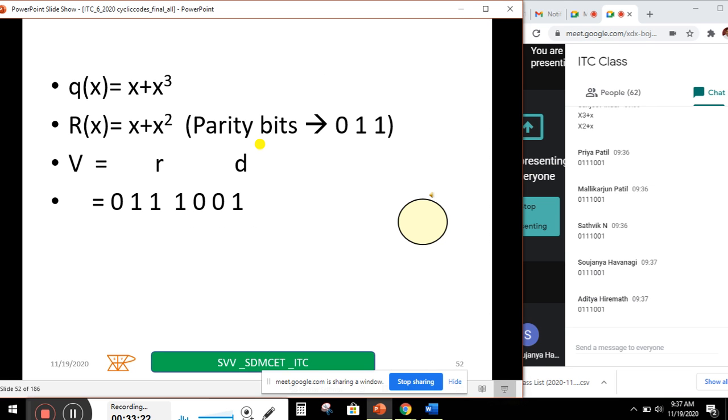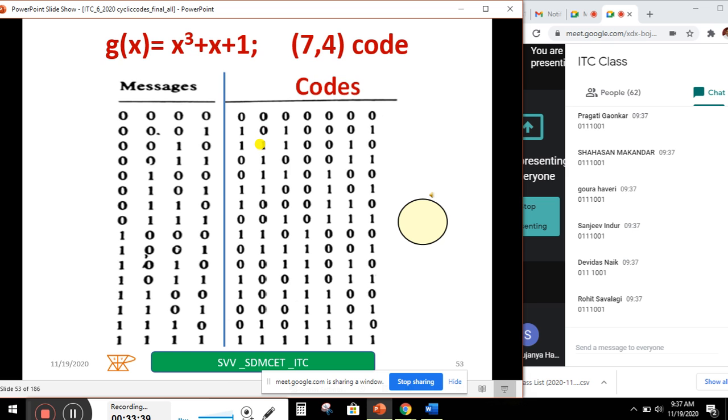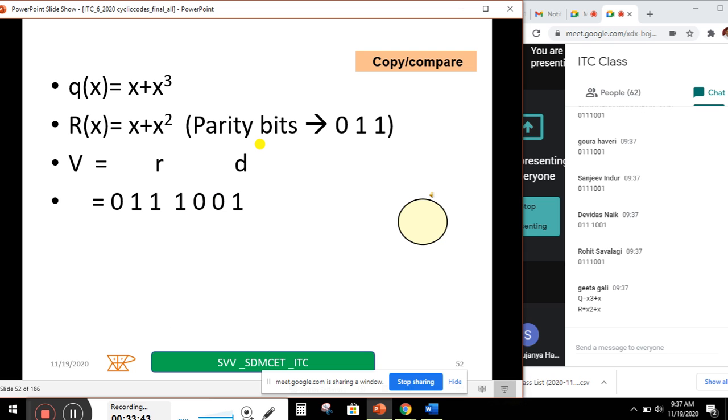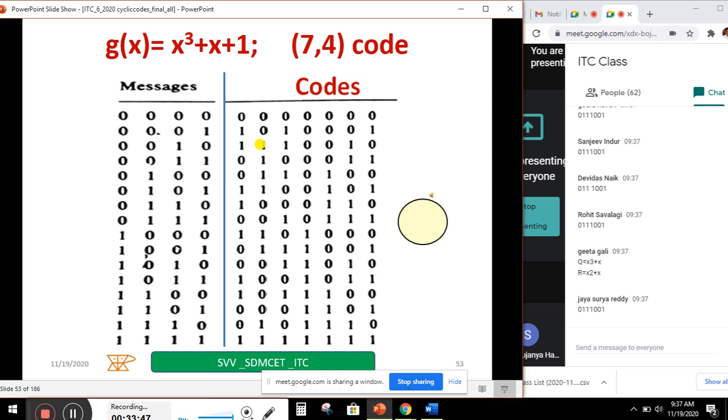I also got 011 and 1001, the same answer. Pragati, Shahasan Makanda, Gaura Haveri, Sanjay Vindur. Most of the students, Devidas, Rohit, Savalgi, got the same answer. And using Q of X also you have to do it. You will get the same answer using Q of X and G of X also, a code word. And these are the code words for your reference.